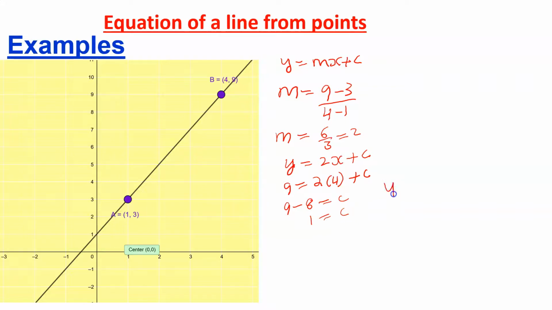Now we know the c and we know m, we can put them together to find our equation, which is 2x plus 1. That's the equation of the line. So that's how you find it. Okay, now that is it.